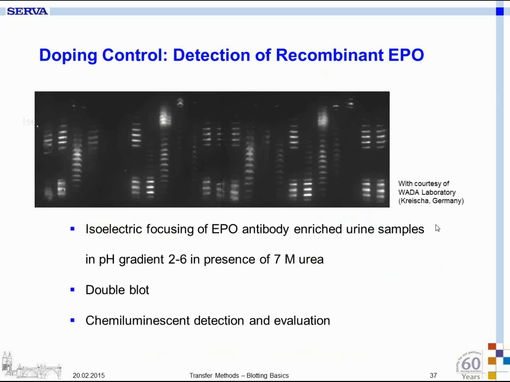And here you see one example which I have received from the WADA laboratory in Kreischa, which is close to Dresden. There isoelectric focusing was performed, 7 molar urea and a pH gradient 2 to 6. Then the double blot was performed, as I explained, and then with chemiluminescence detection, you can see the differences between human EPO and artificial EPO.